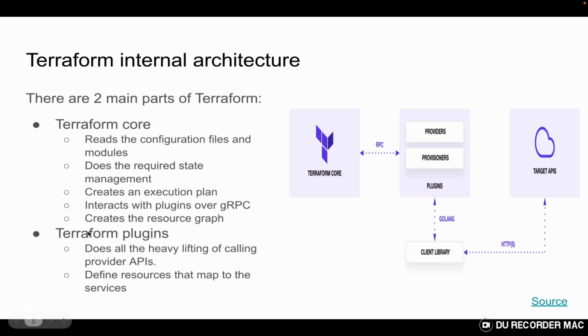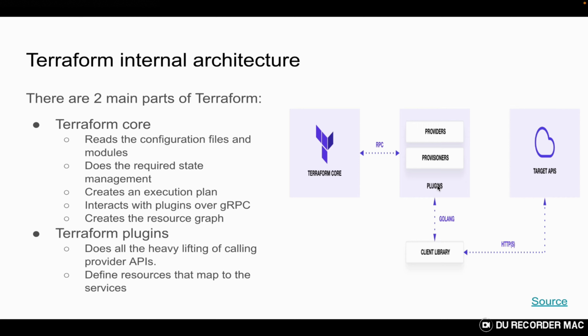And then the second part, which is the main part of Terraform, is the plugins, which do all the heavy lifting of calling the provider APIs, and they define the resources that map to the services. Basically the provider does the heavy lifting of applying that configuration to the actual cloud provider through a client library, which calls the APIs of the cloud provider, so that the resources corresponding to the configuration can be created or updated. So this is how Terraform internally works.